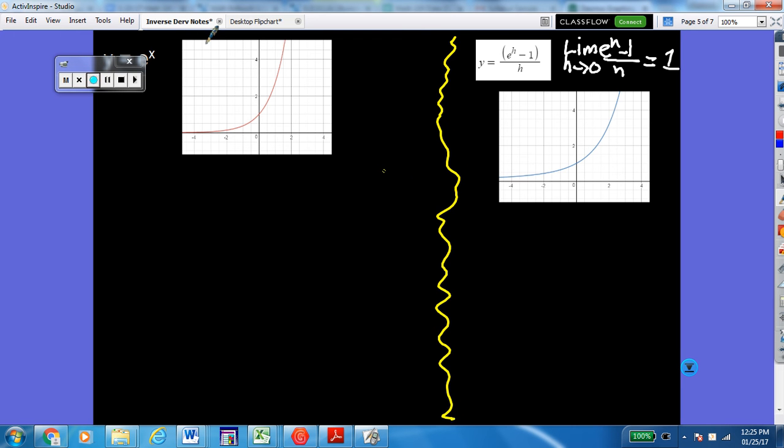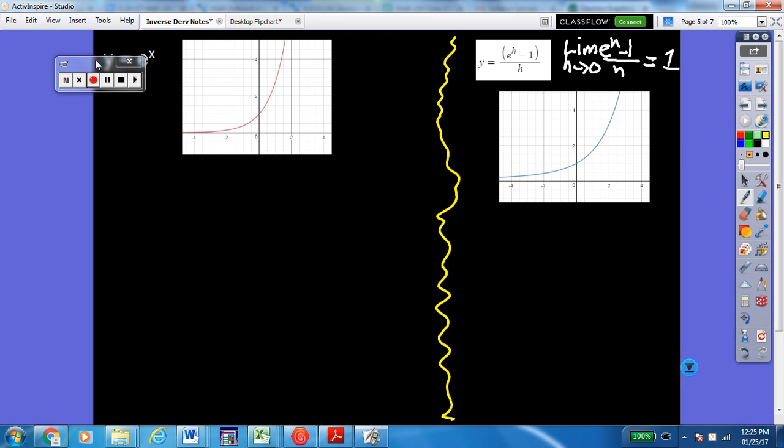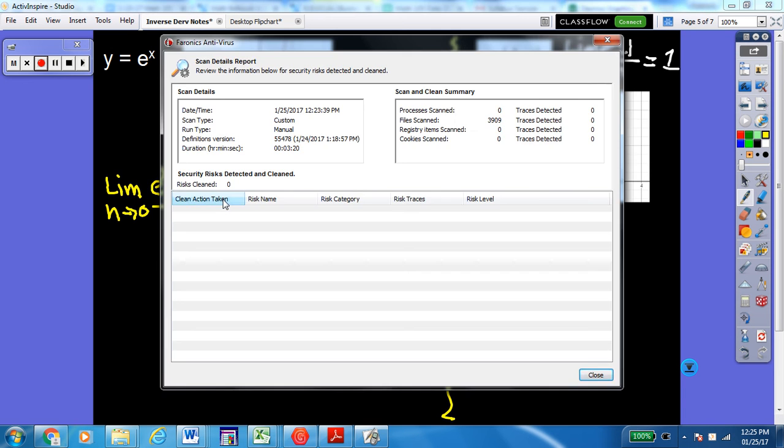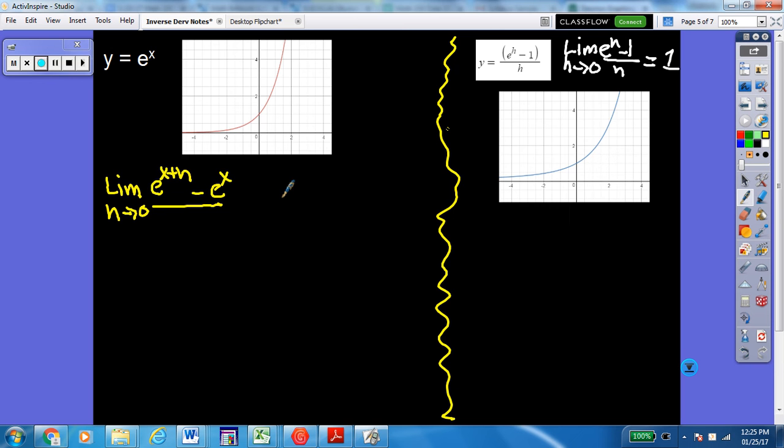Alright, so let's take a look at the actual derivative. To do that, we go back to the definition of the derivative, which says the limit as h approaches 0 of e to the x plus h minus e to the x, all over h. We're going to try to work this out. Clearly right now, if we plug in 0 for h, we get a 0 in the denominator and a 0 in the numerator, which just means we have to do a little bit more work.